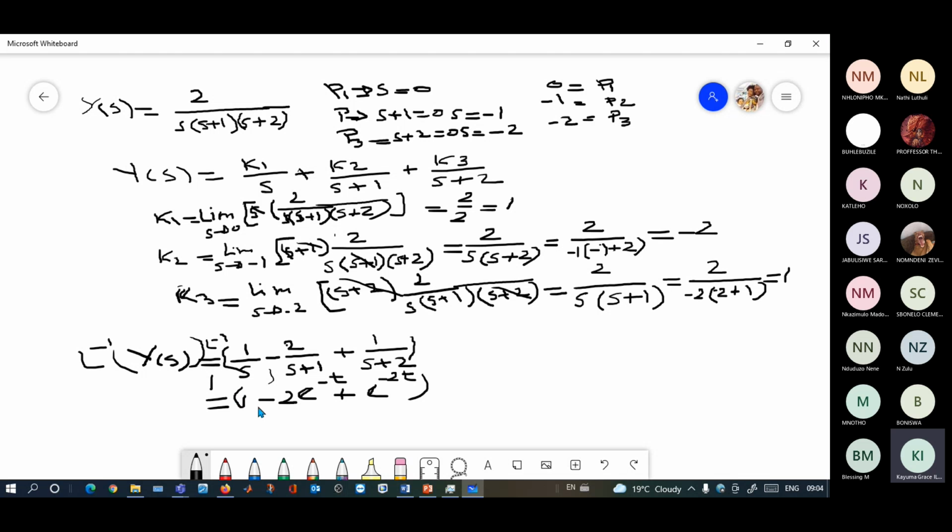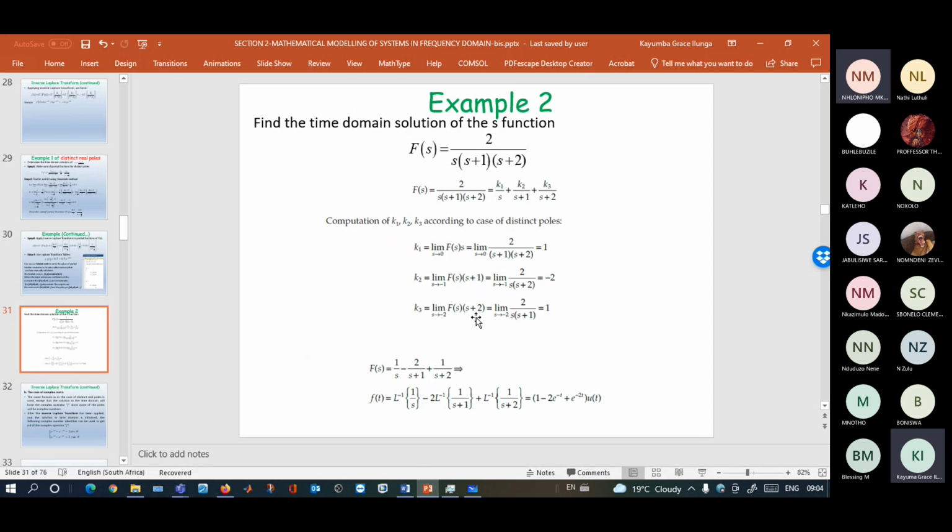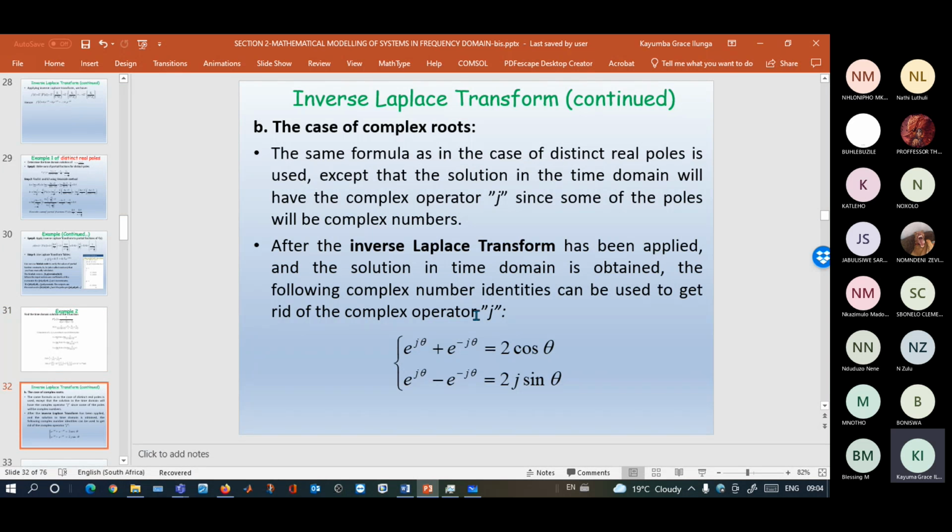If you want, you can add the units, or not, depending on you. But because this one is considered equal to 1, when I have 1 minus e2 minus that one minus that one. So guys, are we together? Yes, sir. Okay, thanks.